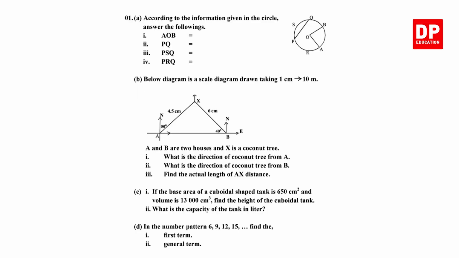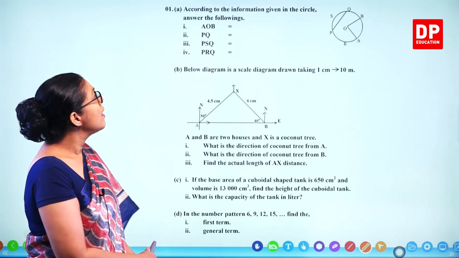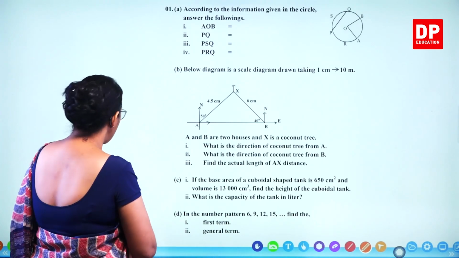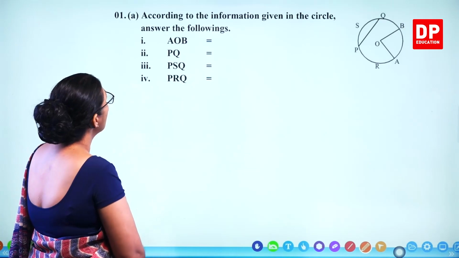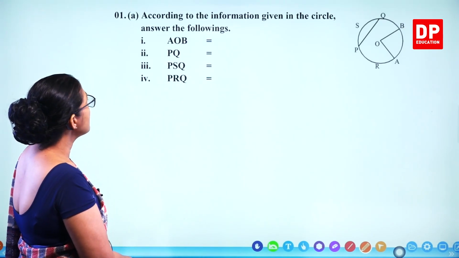Question number 1 in part 2. So you have to do this question and you get 16 marks for that. And for all the other questions you get 11 marks. So let's do question number 1. According to the information given in the circle, answer the following.